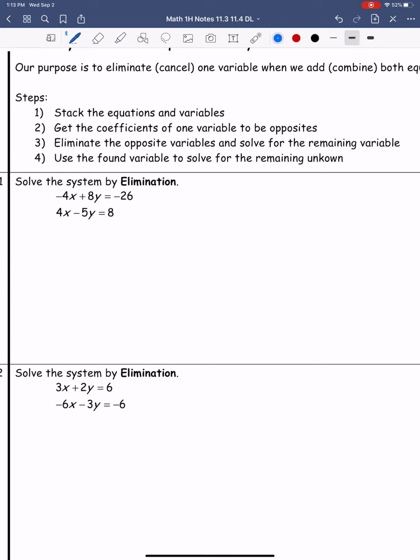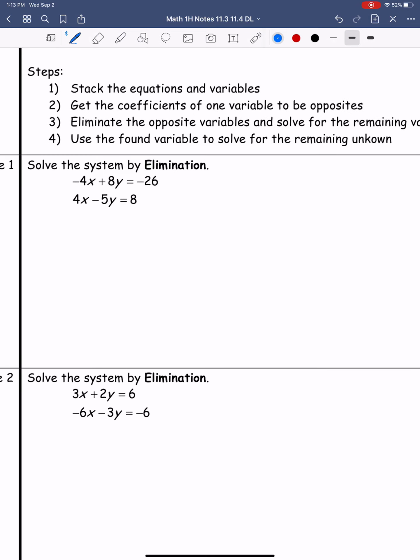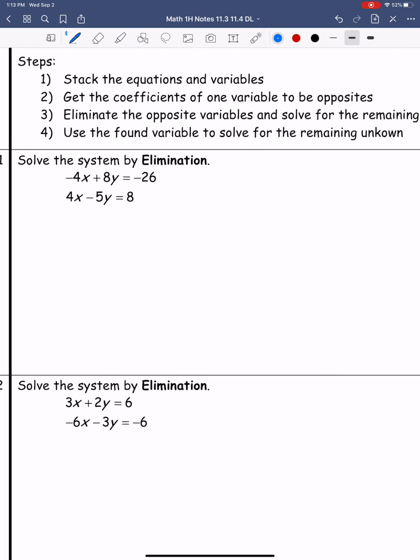So like I said on this first one, they've already got a lot of it set up for me because we've got the x's above the x's, the y's above the y's, and we've got the numbers on the right side of the equal sign, and everything's in standard form. And the other part is we've already got a -4 and a +4 in front of the x's, so those coefficients are already opposites. So we're ready just to start eliminating here.